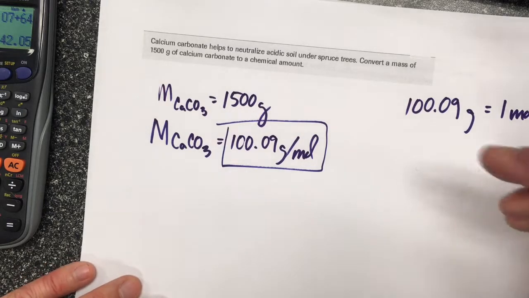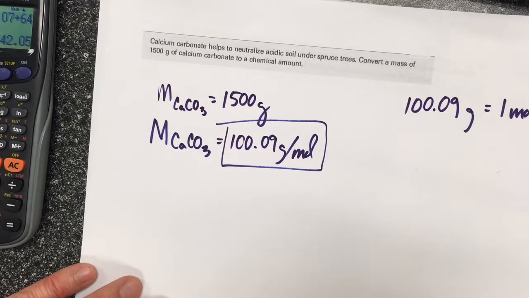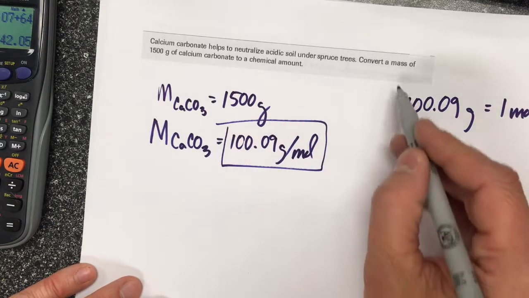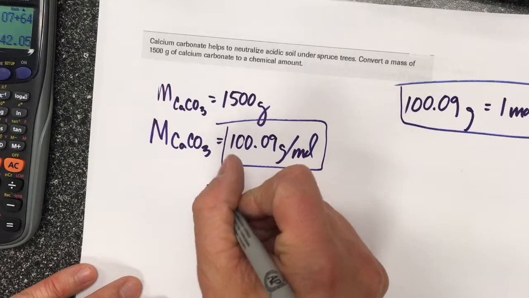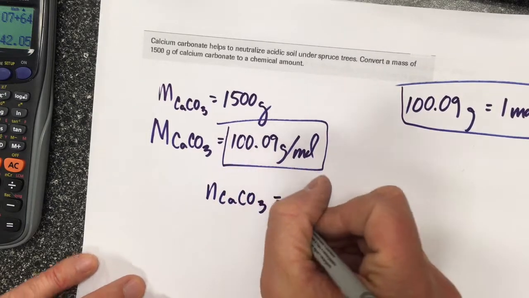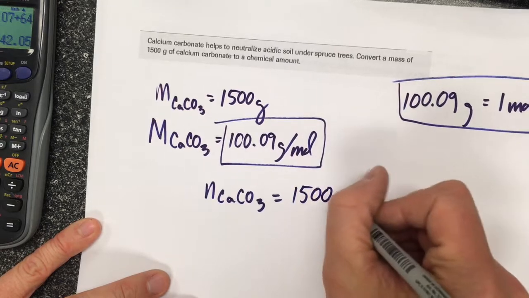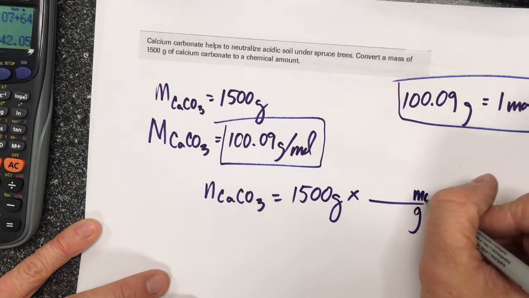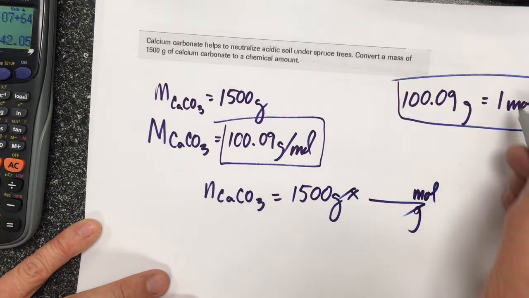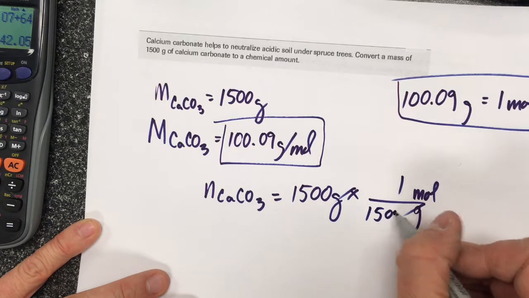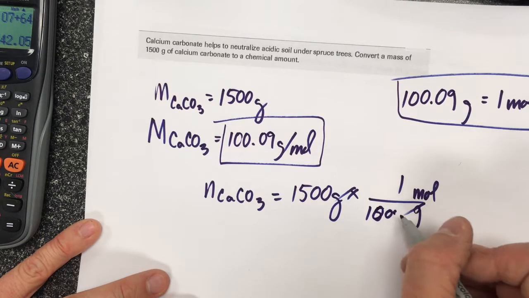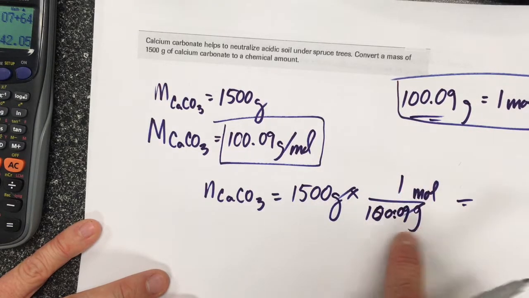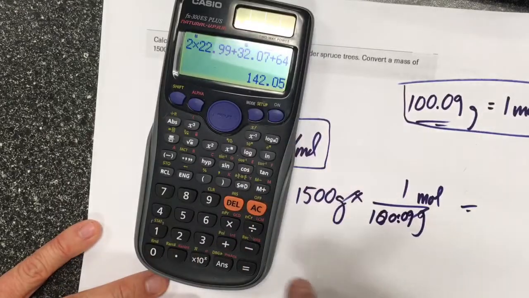So one of our ways of calculating the chemical amount is to convert the grams into mole using a conversion factor using this relationship. So the number of moles of calcium carbonate is going to equal 1,500 gram times, well, I want grams in the denominator and mole in the numerator because that's going to cancel out my grams. 1 mole is 100.09 grams. So 1,500 times 1 divided by 100.09 grams will give me my moles.